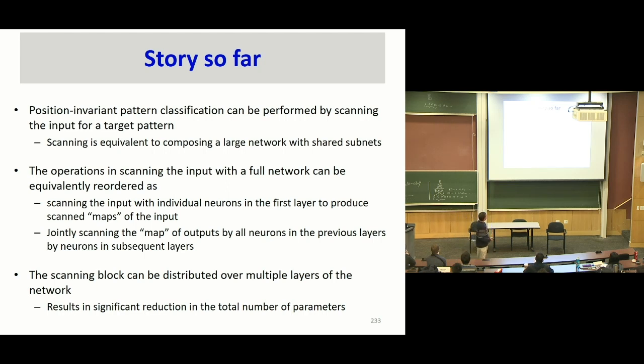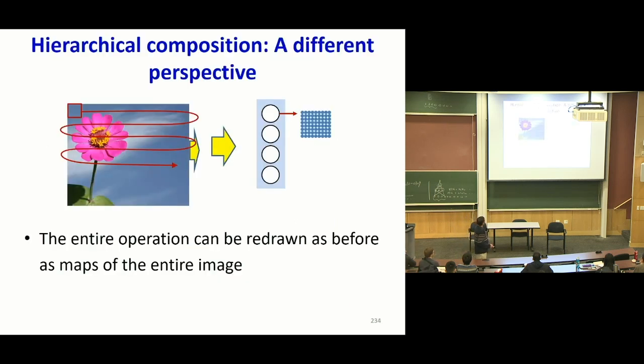So now position invariant pattern classification can be performed by scanning the input for a target pattern, and scanning is equivalent to composing a large network with shared subnets. The operations in scanning with a full network can be equivalently reordered as scanning the inputs with the individual neurons in the first layer to produce scanned maps of the input, jointly scanning the maps by the outputs of all of the neurons, right? Because each neuron is going to be looking at the outputs of all of the neurons, and so on and so forth. And the scanning block, again, can be distributed over multiple layers of the network. This is what we've seen so far. Now, here's a different perspective.